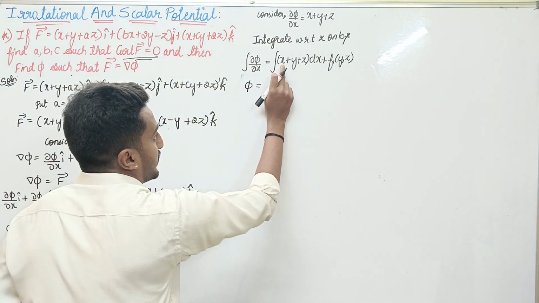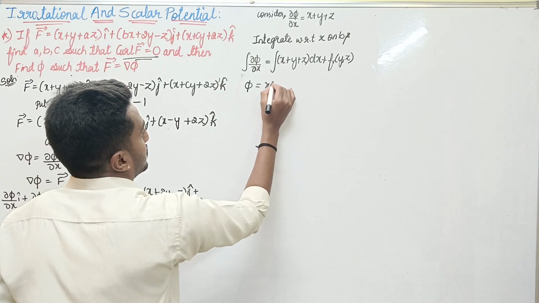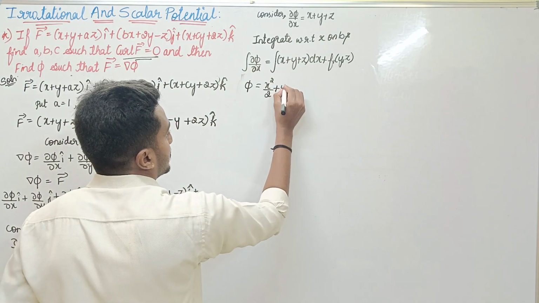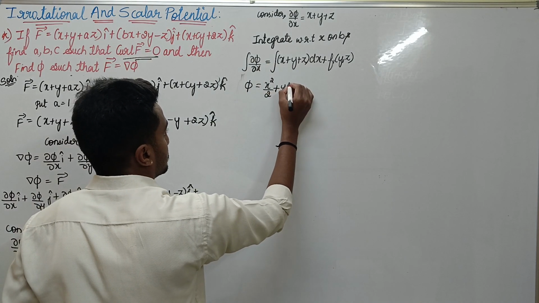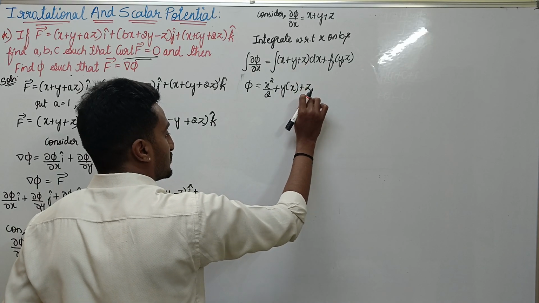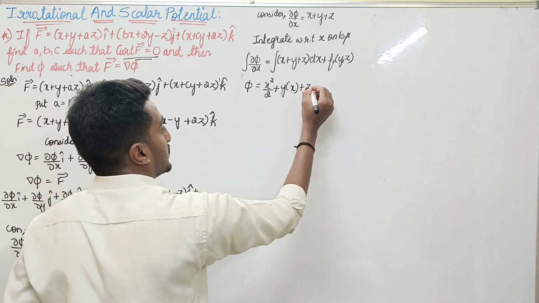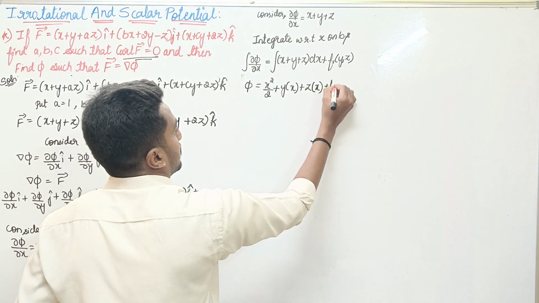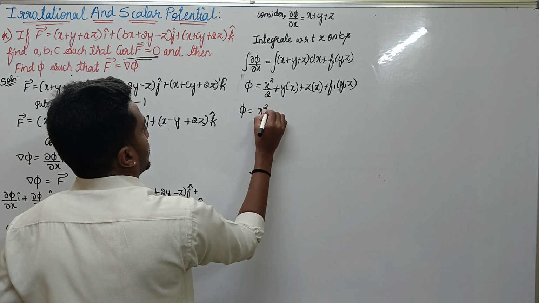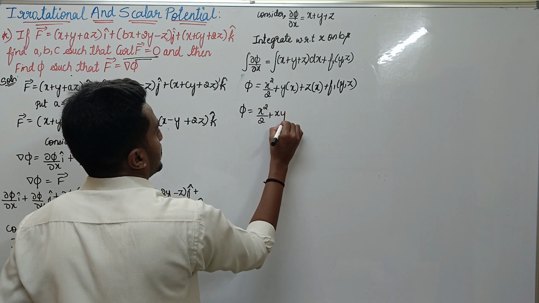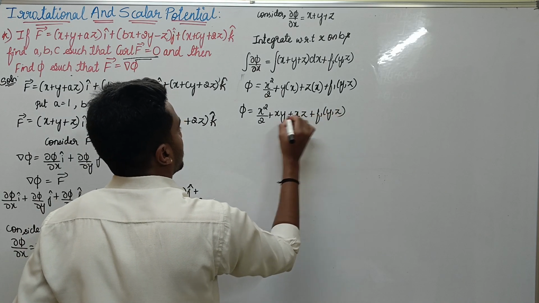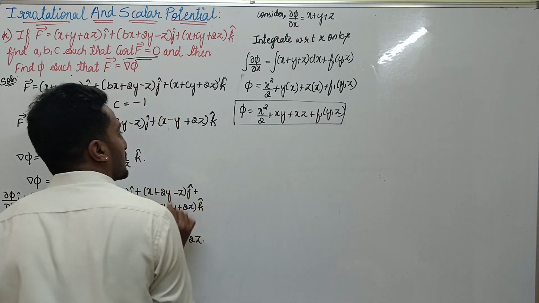Now integration of x with respect to dx gives x square by 2. Integration of y, which remains constant, with respect to dx gives xy. Similarly z remains constant, and you get xz, plus f1 of y comma z. So phi is equal to x square by 2 plus xy plus xz plus f1 of y comma z. This is the first scalar function.